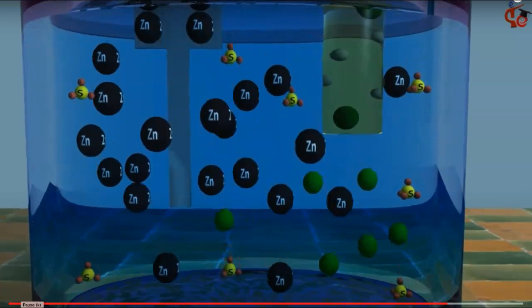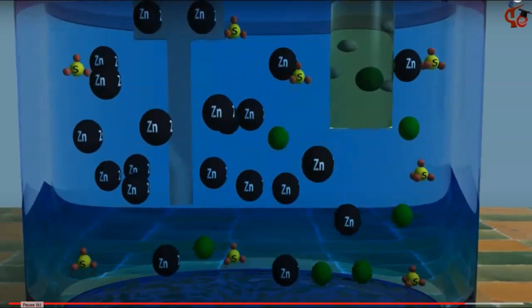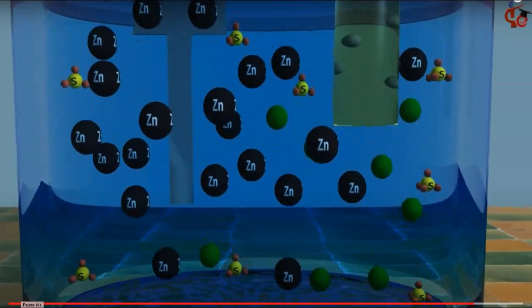The reaction stops when the zinc bar or copper ions are depleted. The overall cell reaction can be written like this.